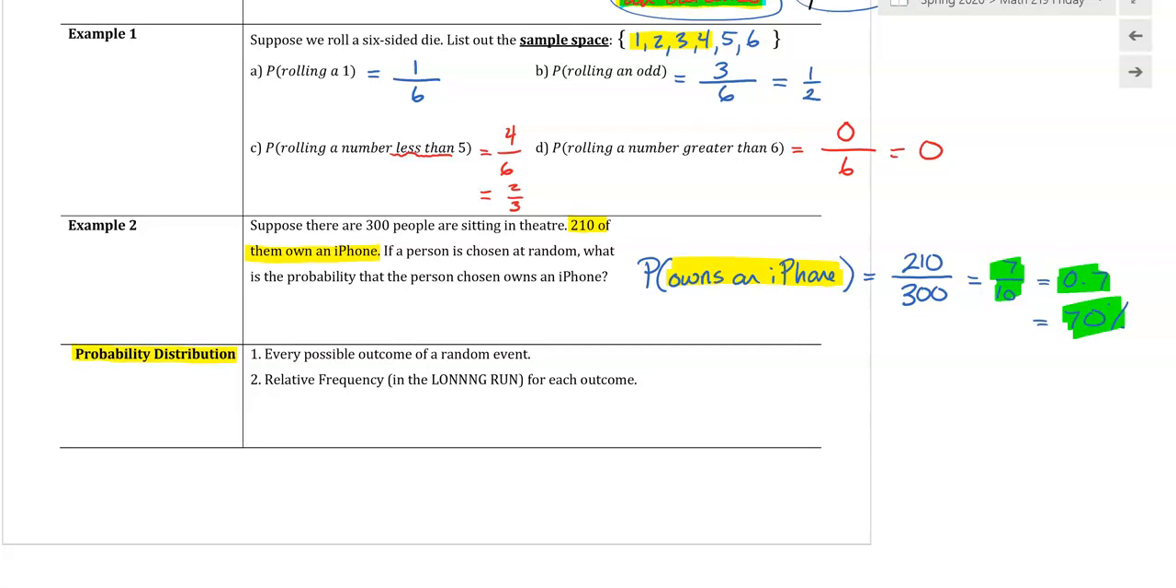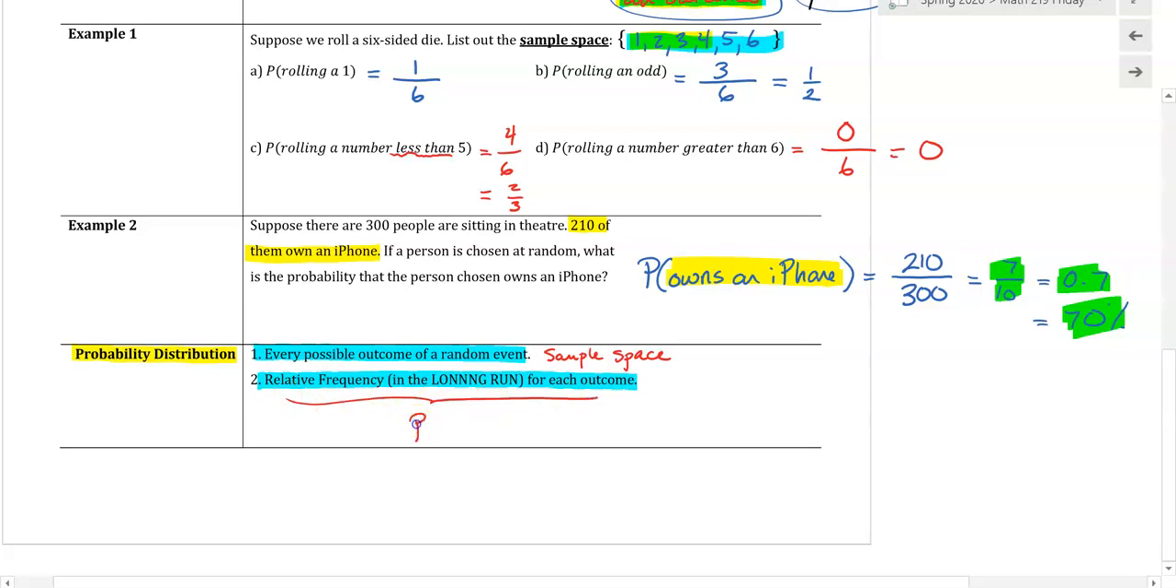So in a probability distribution, here's the two things you list. Every possible outcome that can occur from the random event. Okay, like your sample space. That's all it is. Tied to each of those outcomes, we also list the relative frequency in the long run of performing each outcome, which is, again, the probability of pulling that event off.